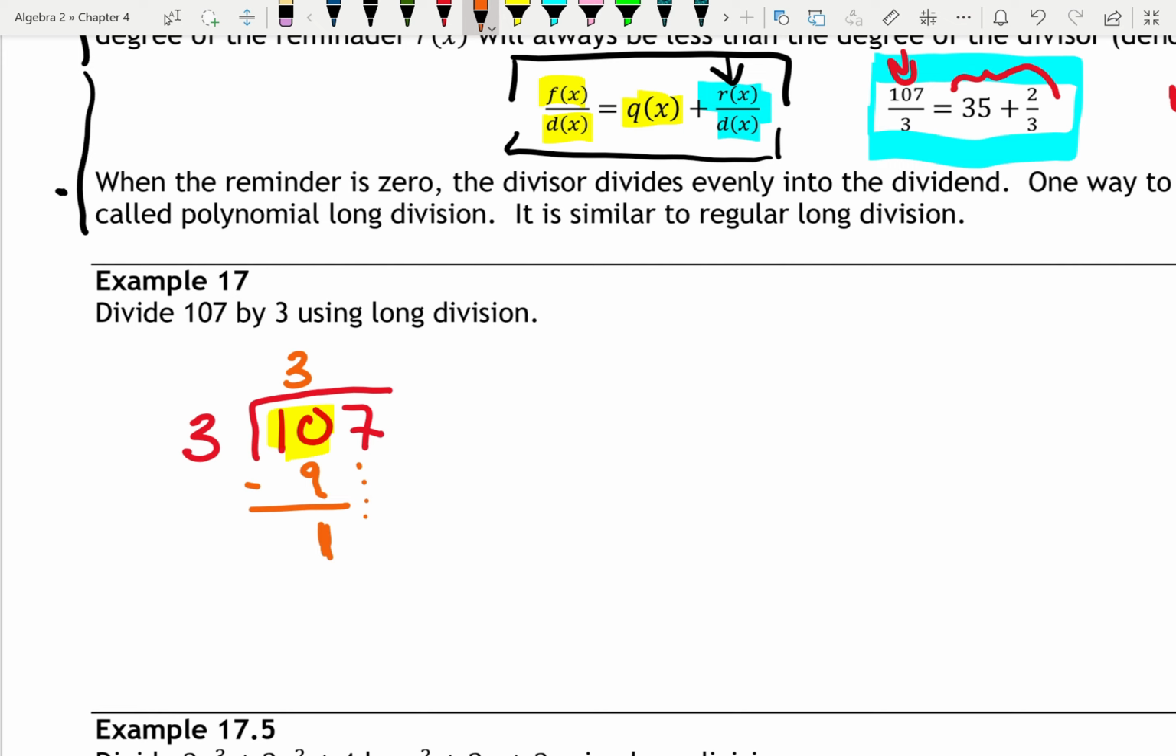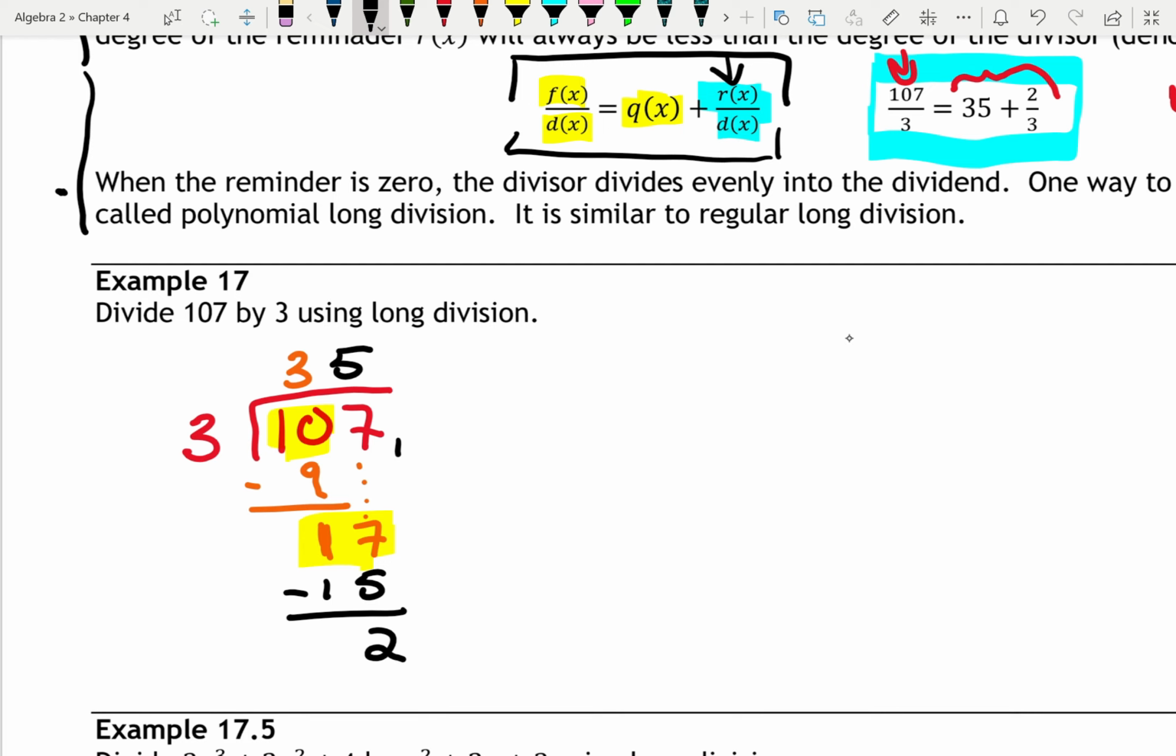Now I drop down the 7, and I have a 17. And I ask myself almost the same question. How many times would 3 go into 17? And the answer there is going to be 5 times. 3 times 5 is 15. You subtract that and you get a remainder of 2 there, right?